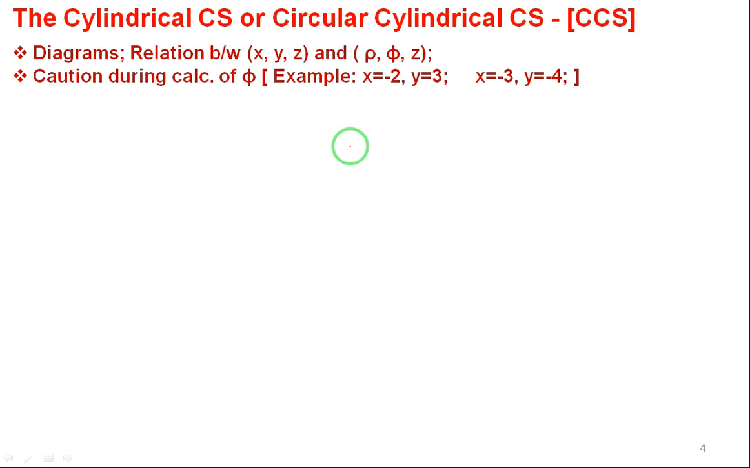Okay. Next we'll start with the cylindrical coordinate system. Some people refer to it as the circular cylindrical coordinate system, or simply instead of saying circular I will say cylindrical coordinate system, and the shorthand notation is CCS. For the rectangular coordinate system we have used RCS, also called the Cartesian coordinate system. So most of the time we will be using that notation for RCS. Then for the cylindrical coordinate system we will be using the short form CCS.